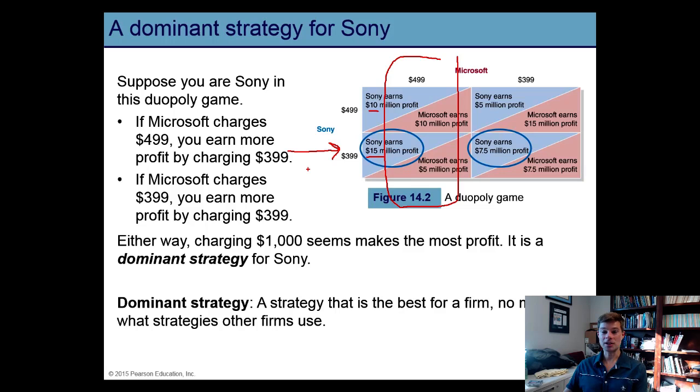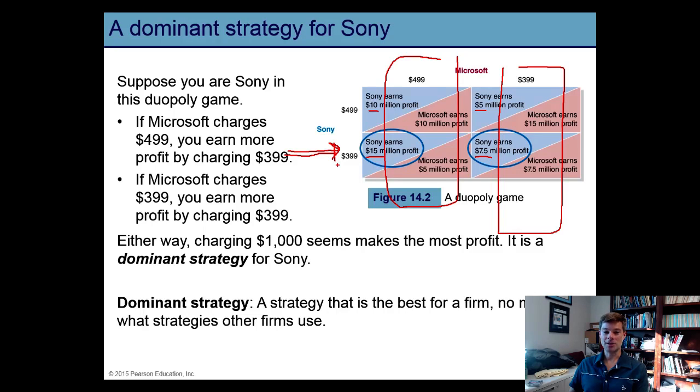Microsoft might, however, pick the second column, and if Microsoft picks the second column, then Sony would compare profits of $5 million to profits of $7.5 million. Sony would see that profits of $7.5 million are larger, and so Sony would want to pick a price of $399. This shows us that even though Sony doesn't know which column Microsoft is going to pick, Sony is best picking a price of $399 regardless of what Microsoft does. We would say that picking a price of $399 is Sony's dominant strategy because it results in higher profits for Sony regardless of what Microsoft does.